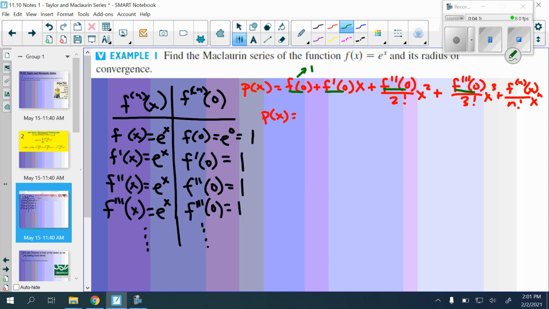They're all 1 here. So if we fill those in, now we have 1 plus 1 times x, or just x, plus 1 over 2 factorial times x squared. I'm going to write that as x squared over 2 factorial. If we did the next one, that's 1 over 3 factorial times x cubed. I'm going to write that as this. And that would just continue on. The next one would be x to the 4th over 4 factorial, and so on.